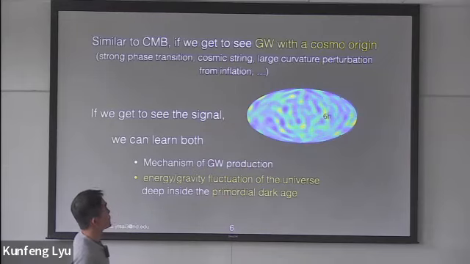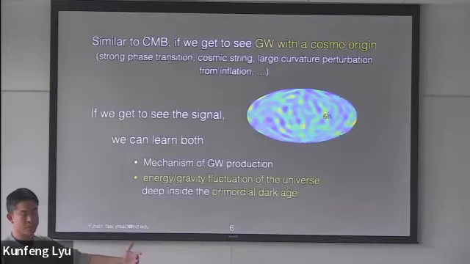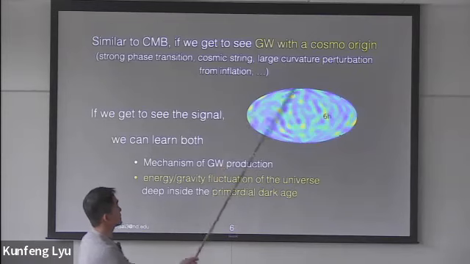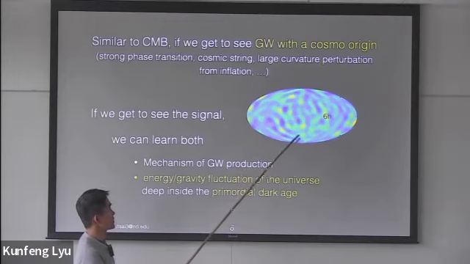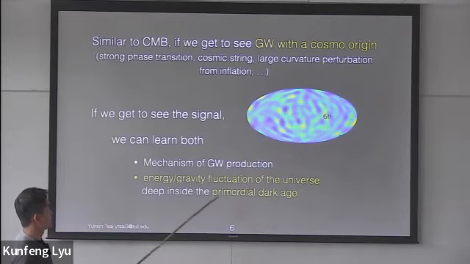But at the same time, we also get a picture of the universe deep in the primordial dark age, where all the photon signals or baryon signals got washed out by the thermal fluctuations. But gravitational wave is probably the only thing that we can use to get a kind of CMB map at a much earlier age. So if we get to see this, we're also learning about the cosmology of the early universe.